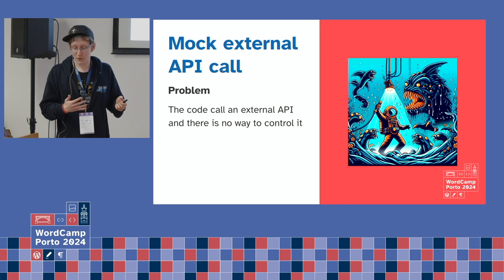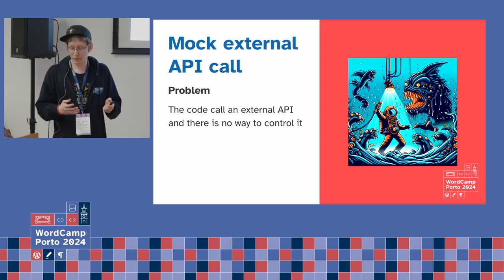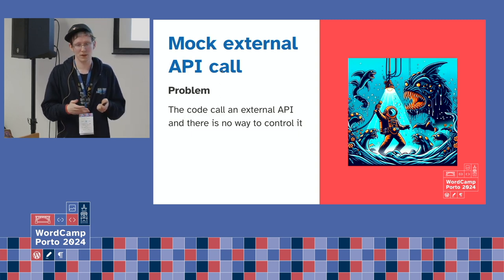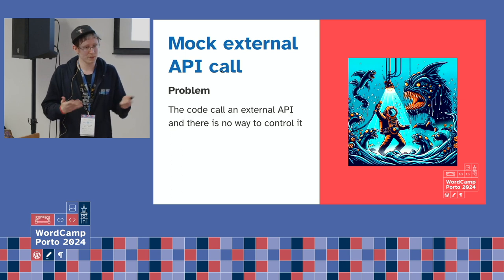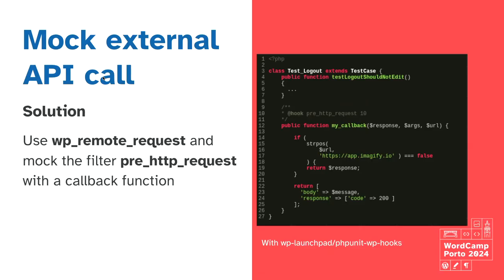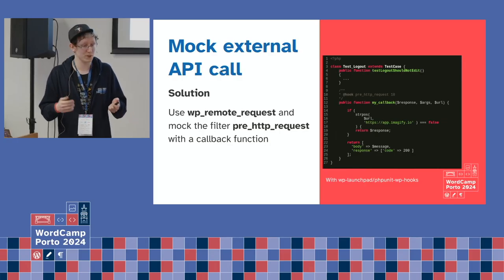Then, as I told you, the next case is a more concrete case of actually mocking a filter to control its value. And it's for external API calls. For example, you are calling Stripe, you are calling PayPal, something like that. That's some API whose return value you can't control. So for that, you can actually, inside your code, use the wp_remote_request function and mock the filter pre_http_request inside your test. Then the value you return from that callback is gonna be the return value from your API. That way you won't be calling the API anymore, and instead the value that's gonna be returned is the value from your test case.